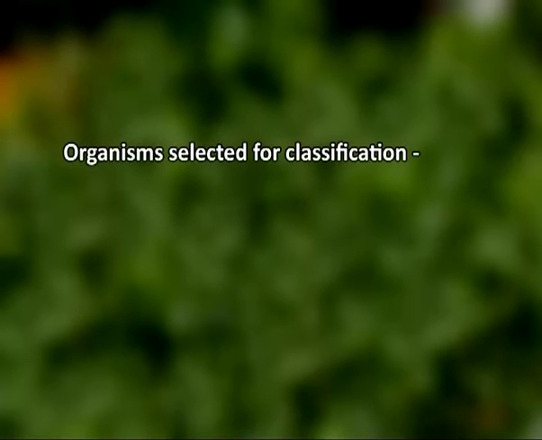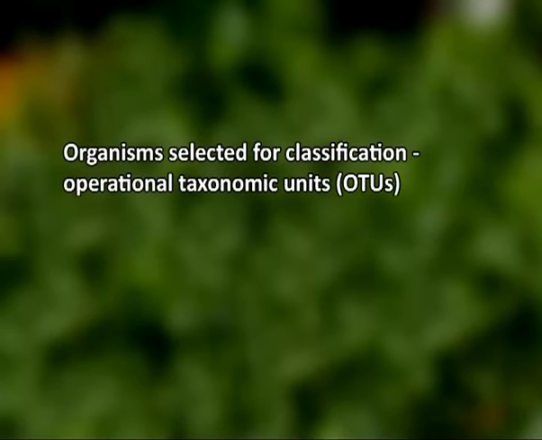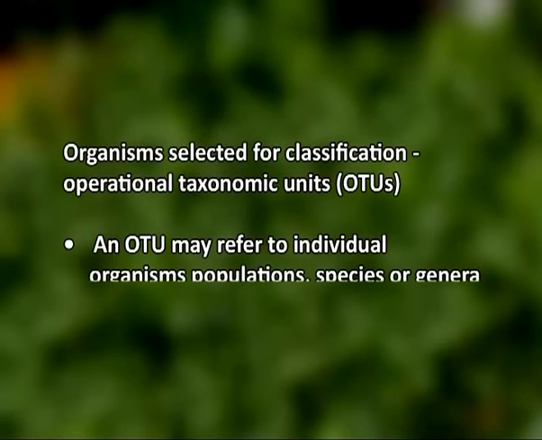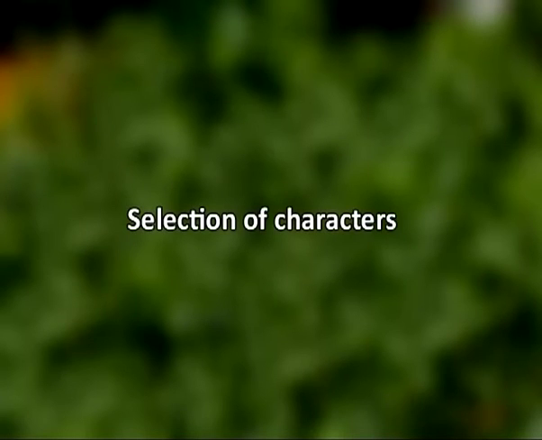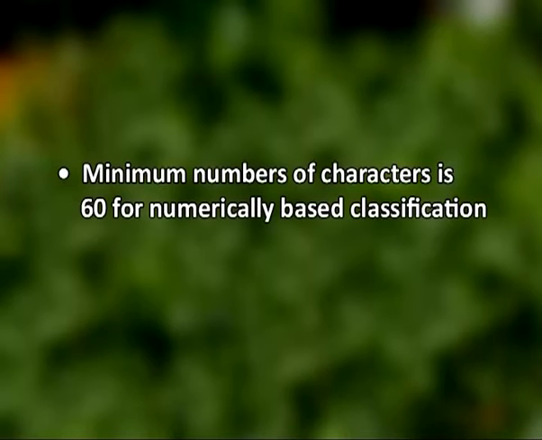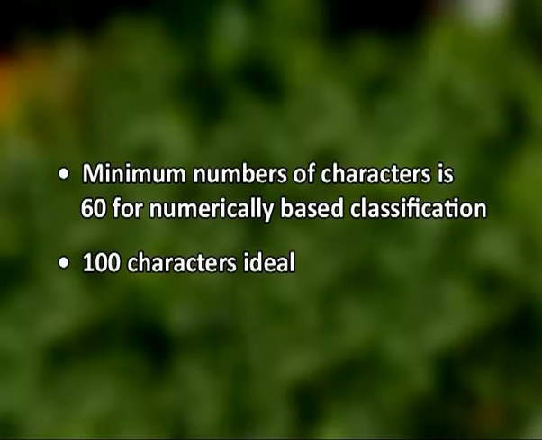First is the selection of taxa. The organisms are selected for classification, and those under consideration are known as OTUs. Full form is operational taxonomic units. An OTU may refer to an individual organism, populations, species or genera. The second step is selection of characters. The minimum number of characters, as I stated earlier, is 60 for numerically based classification, whereas 100 characters are considered ideal. This is followed by description or measurement of these characters.